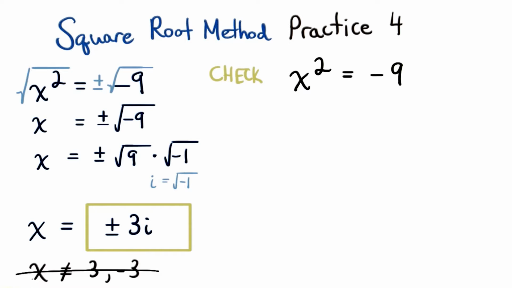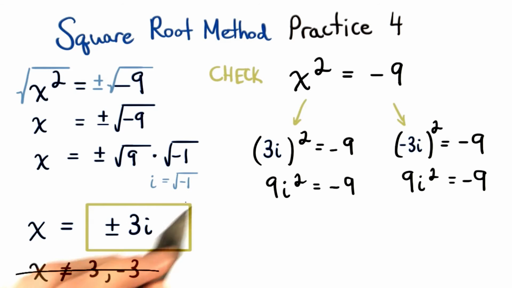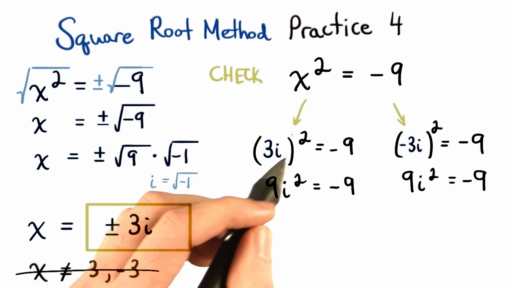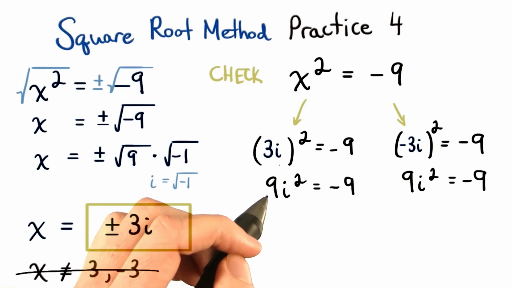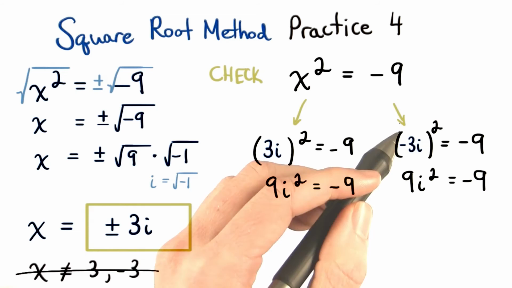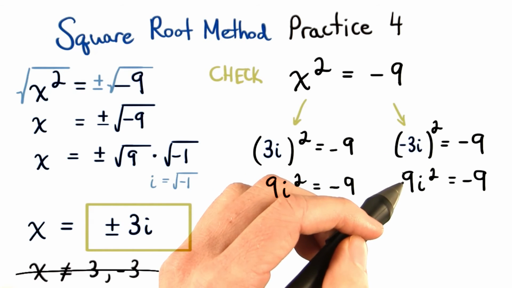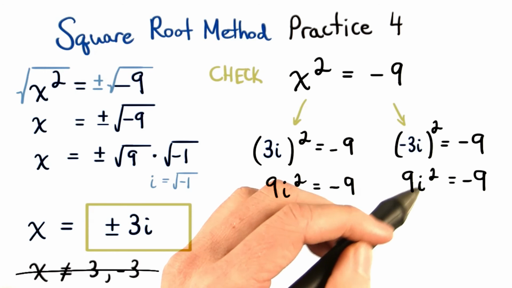So since these answers are out, let's make sure that our plus or minus 3i works in our equation. I'm going to check our positive 3i here in this equation and our negative 3i here in this equation. When we square the quantity of 3i, we get 3 squared, which is 9, and i squared. When we square negative 3i, negative 3 times negative 3 is positive 9, and i squared is i squared.